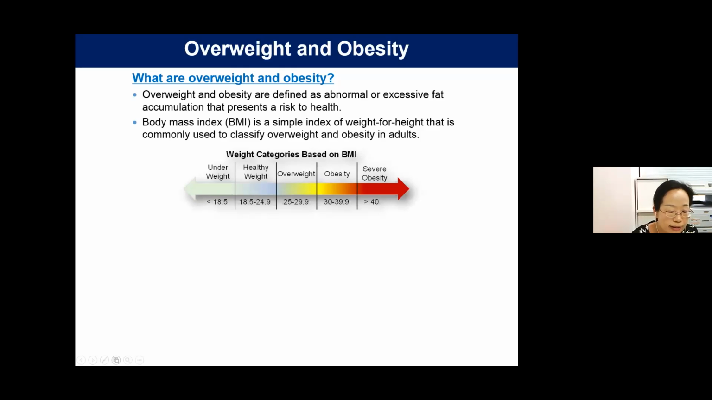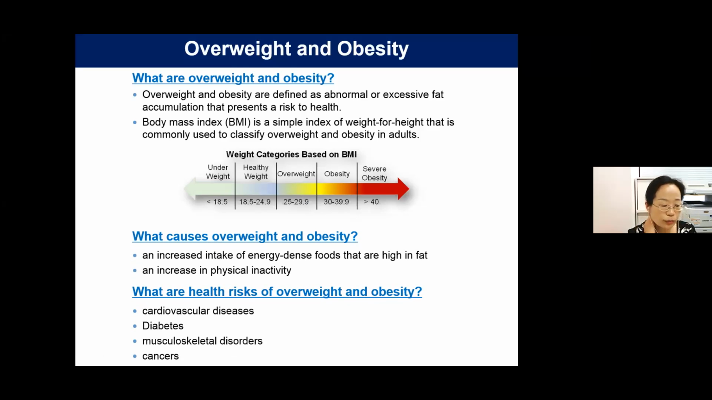This is the weight categories based on BMI. We can see that healthy weight is between 19.5 and 24.9. Overweight is defined as between 25 and 29.9, obesity is defined as 30 to 39.9, and over 40 is defined as severe obesity.